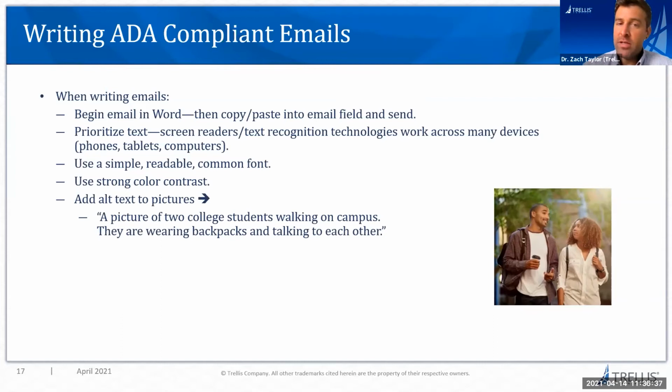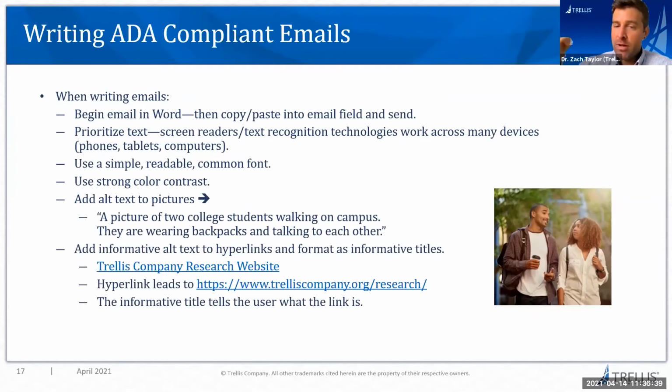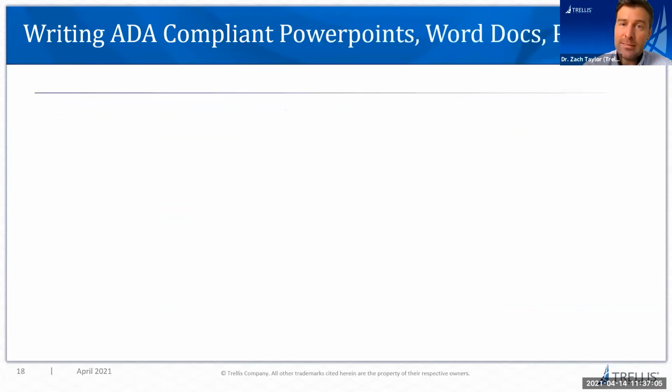Notice that the www.trelliscompany.org, a screen reader would actually read that letter by letter. Instead, embed the hyperlink in the words Trellis Company Research website. So if a student hovers over that, it'll read link Trellis Company Research website. It won't read https://. That's not an informative title for the hyperlink. The title tells the user what the link is. A lot of the same stuff for compliant PowerPoints and Word documents when creating files.